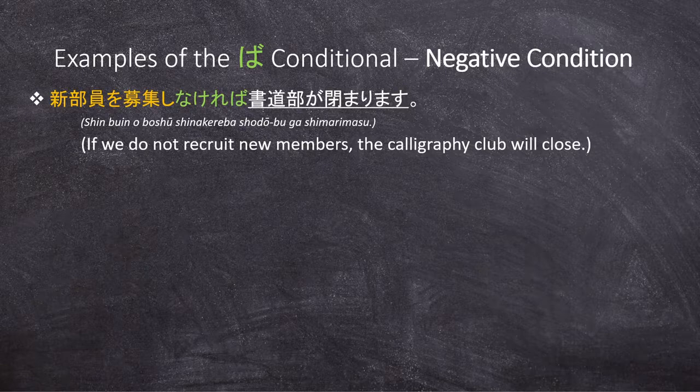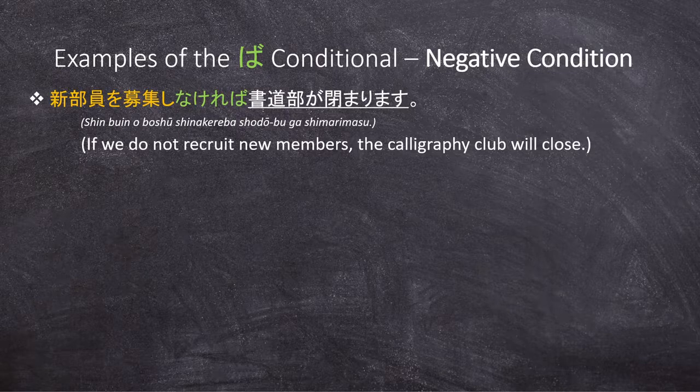新部員を募集しなければ書道部が閉まります. If we do not recruit new members, the calligraphy club will close. So here you can pretty much deduce by yourself what is the negative condition, and that is this first part of the sentence, or the ba clause of the sentence, if we do not recruit new members. And as you have noticed from our previous examples, once again here the relationship between the condition and the result is strong because we are saying here with ba something that must be done in order for the second part of the sentence to be true.